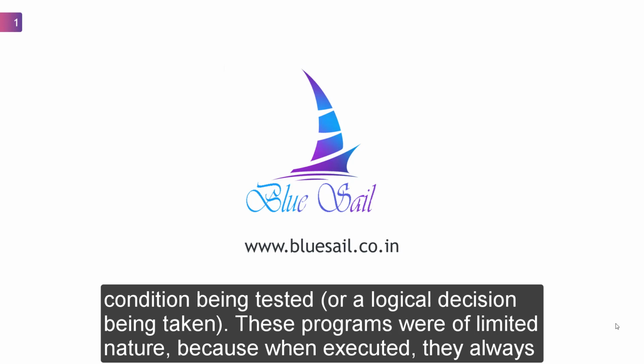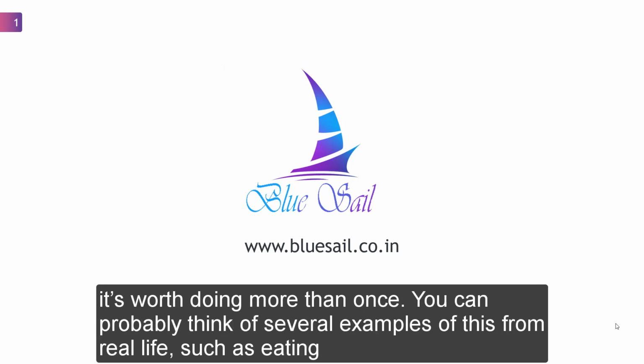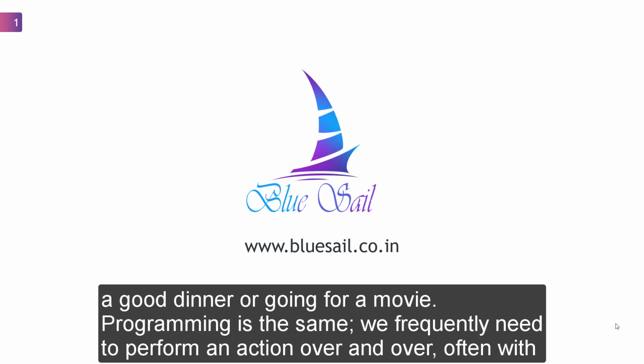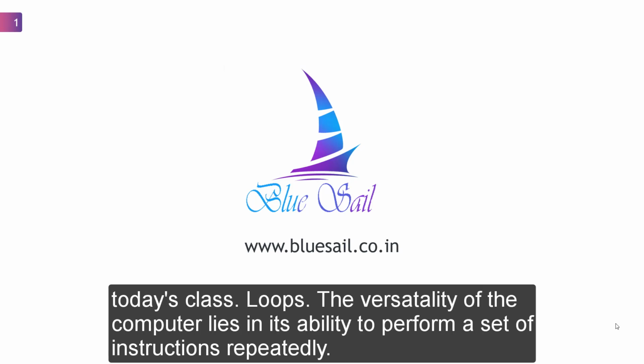These programs were of limited nature because, when executed, they always perform the same series of actions in the same way but exactly once. Almost always, if something is worth doing, it's worth doing more than once. You can probably think of several examples of this from real life, such as eating a good dinner or going for a movie. Programming is the same. We frequently need to perform an action over and over, often with variations in details each time. The mechanism which meets this need is the loop, and loops are the subject of today's class.